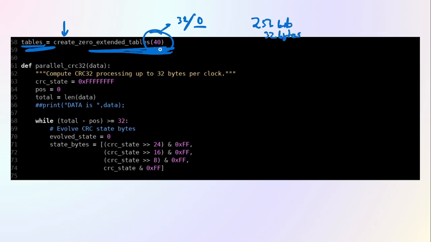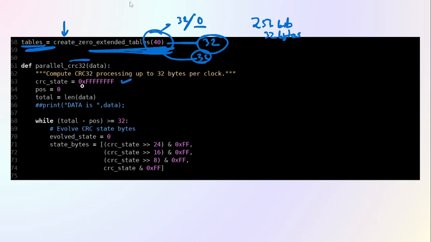But I have created some more here. So I've created a table which goes all the way up to 40. I don't really need this. I think 32 would have been sufficient. So I really needed this number to be 32 here. I think I'm just being overly cautious here, but it's not really needed. I need 32. So now I'm ready to compute my parallel CRC using this function.